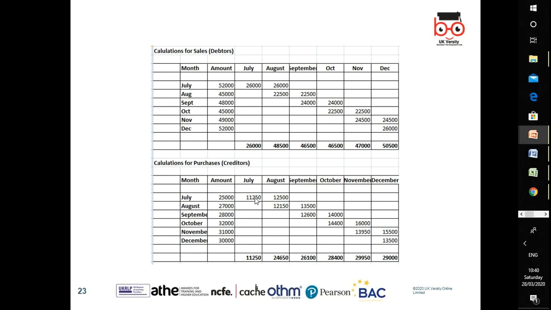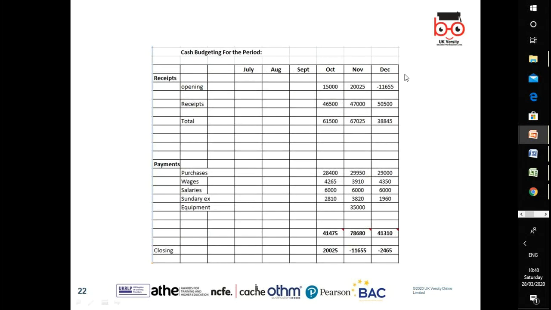Any questions? No. Okay. Then we'll do the opening balance. We'll start with this. And then the receipts in October total through our sales. That's my total inflow, the cash coming in. That's my total outflow, the cash going out. The difference is my balance. So in October, I have a positive balance. In November, I have a negative balance. This month's closing is next month's opening, yes?